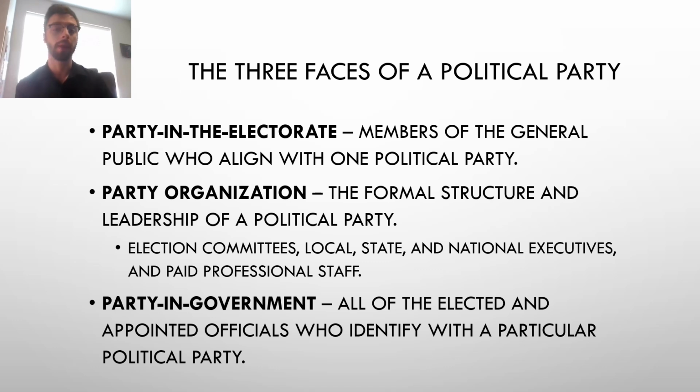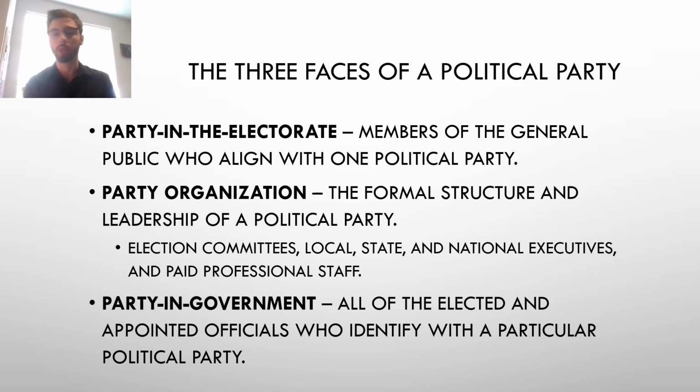Party in the electorate, when you oversimplify this, is the electoral, the people that elect the individuals. These are the members of the general public who align with one political party. We are all the people in this class. If you vote at all, you are likely a member of the party in the electorate. You are the voters. This is where we see the voters participating in the political party system.